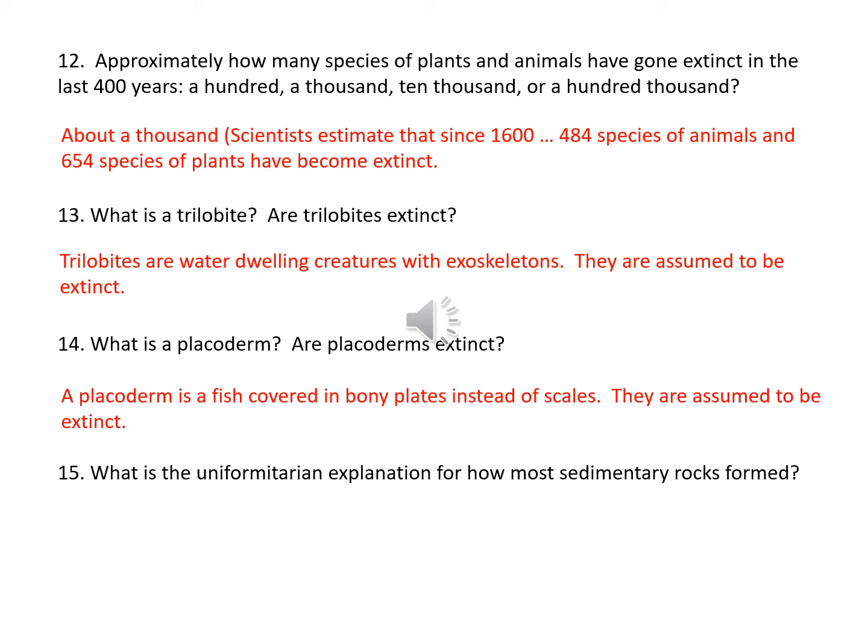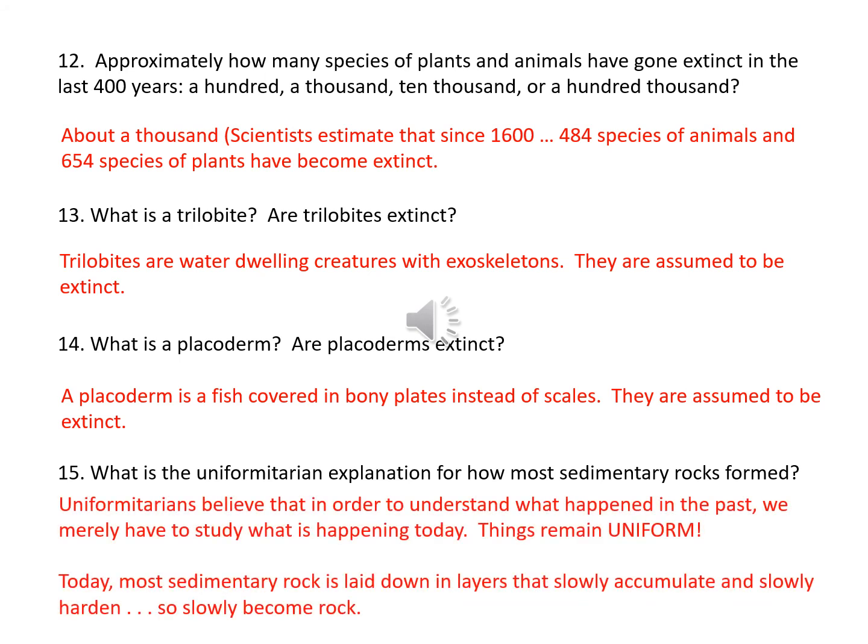And so uniformitarians believe that in order to understand what happened in the past, we merely have to study what is happening today, because things remain uniform. Today, most sedimentary rock is laid down in layers that slowly accumulate and slowly harden, so they slowly become rock.